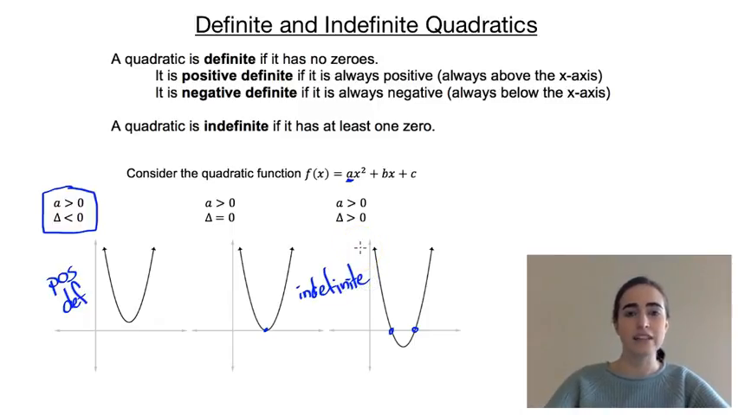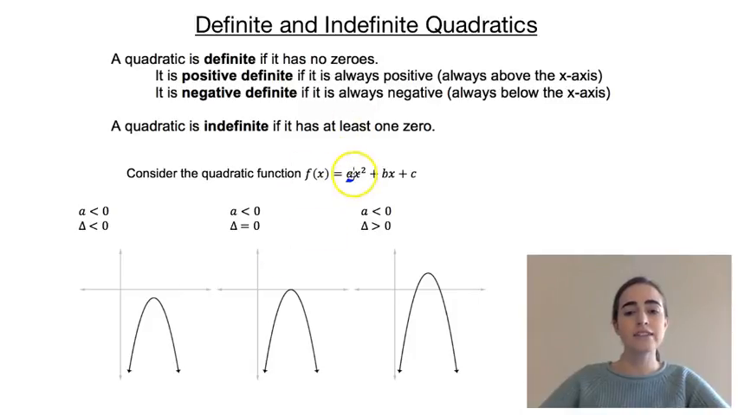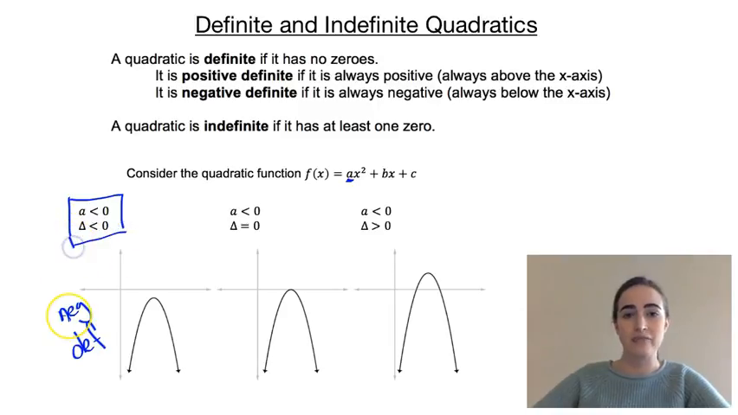Now let's have a look at the other case. If the coefficient of our x squared term is negative, so that a is less than 0, we have 3 cases that are very similar. If the discriminant is less than 0, again it means it has no zeros, no roots. So this is what we would call negative definite, because it's always negative, it doesn't have any x-intercepts. So these are the conditions for a quadratic to be negative definite. Now if our discriminant is equal to 0, we have 1 x-intercept. If it's greater than 0, we have 2 distinct x-intercepts. So both of those are indefinite quadratics.